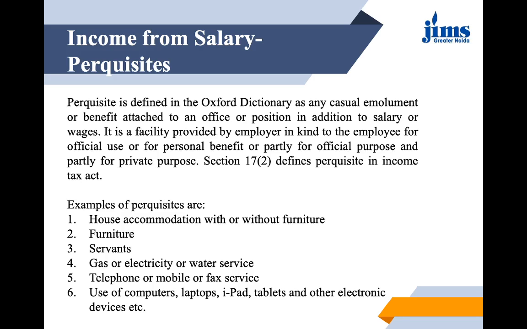Section 17 subsection 2 defines perquisite in the Income Tax Act. I have quoted a few examples here on this first slide. House accommodation, maybe with furniture, maybe without furniture. Simply furniture, servants of various categories, like maybe house help, maybe a gardener, maybe some guards outside the house, then gas or electricity or water service, telephone or mobile or fax service, use of computers, laptops, iPads, tablets, and other electronic devices as per the requirement. So these are examples of a few perquisites. I hope you can understand that these are the additional benefits that a person gets from his employer in addition to the salary or wage that he is obtaining. These are some casual emoluments.